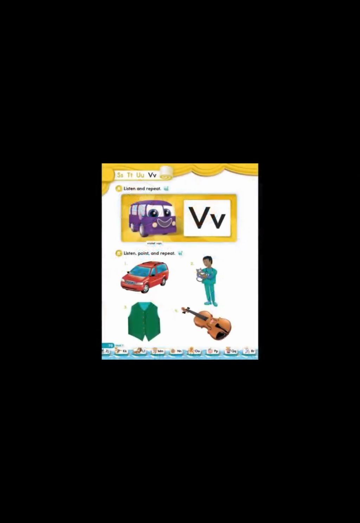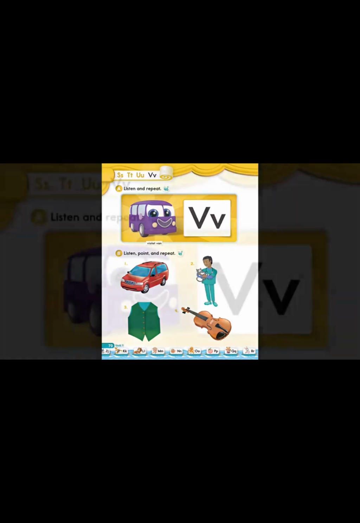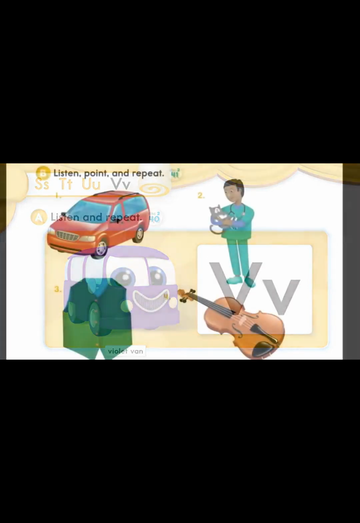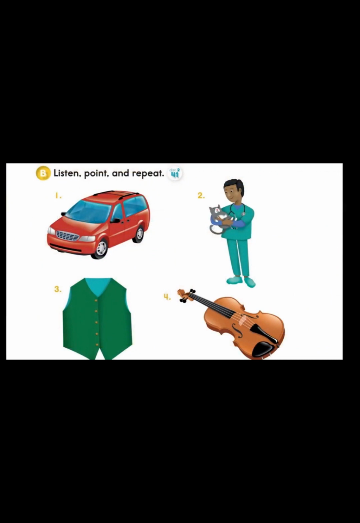Page 70. The letter V. A. Listen and repeat. Hello, I'm a violet van. V, v. This is the V sound. This is the letter V. Violet van. What's the beginning sound? V. What letter is this? V.